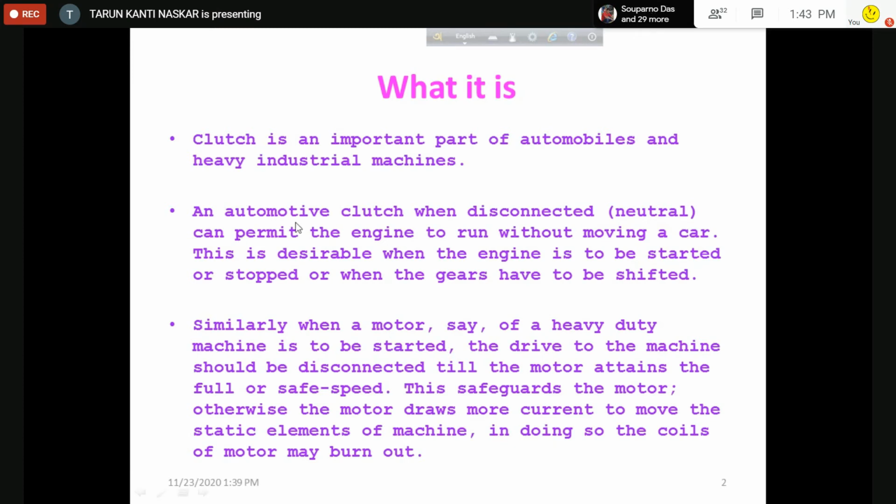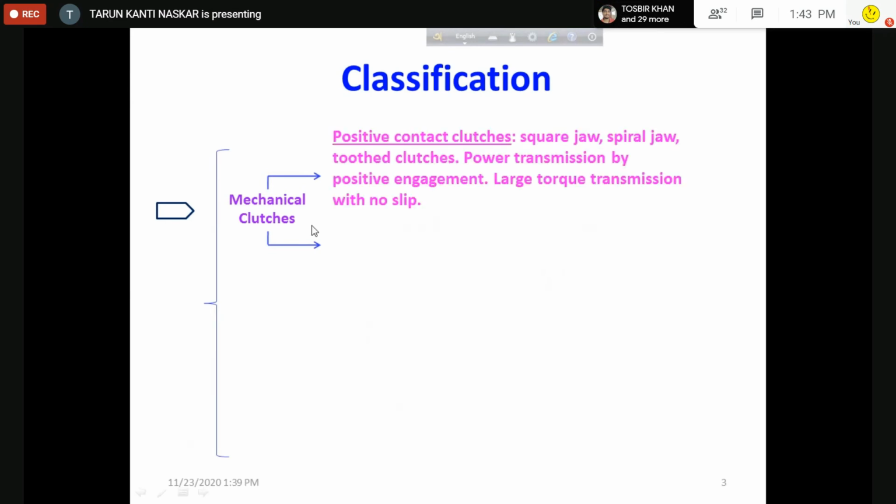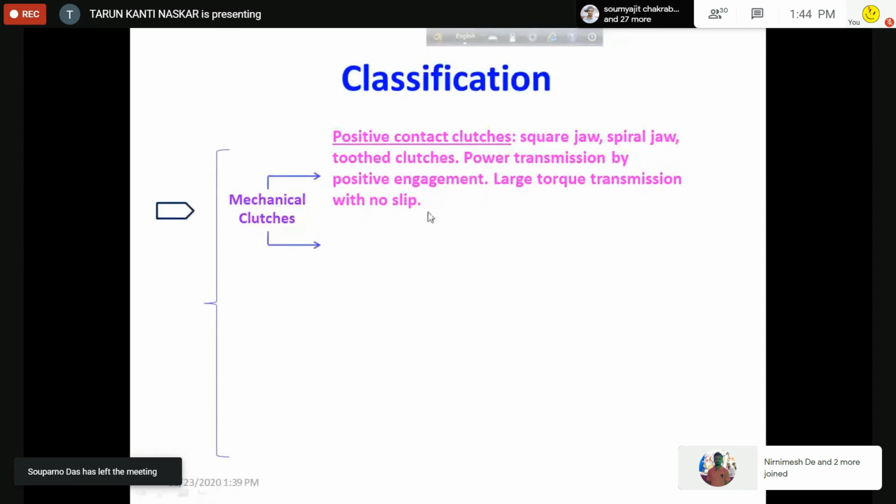Okay. Now classification. The classification is mechanical clutch. The first type is positive contact clutches. You have the idea of positive contact, that is square jaw, spiral jaw, tooth clutches, power transmission by positive engagement. This is the positive contact clutch. Large torque transmission with no slip. This is the advantage of the positive contact clutch.